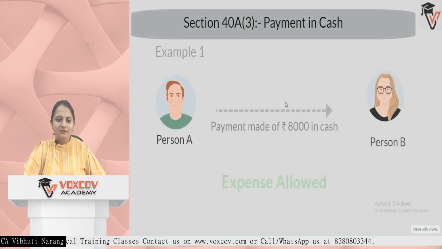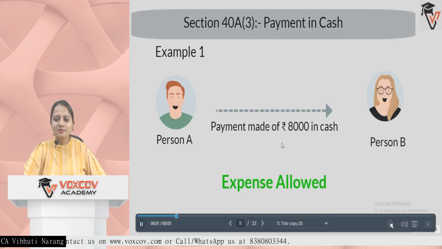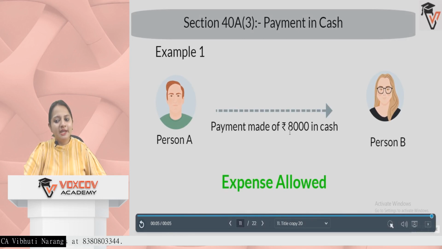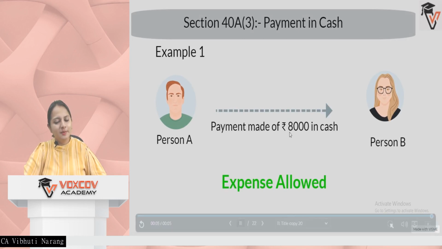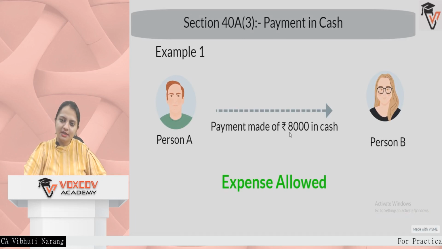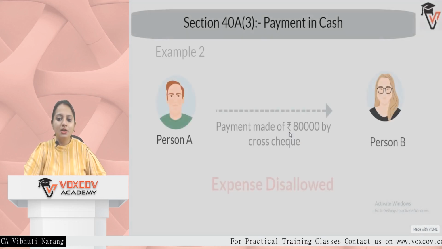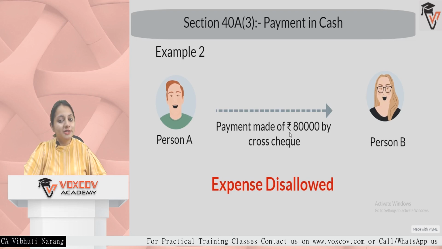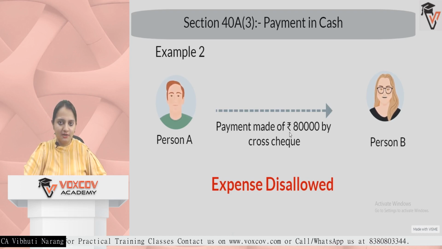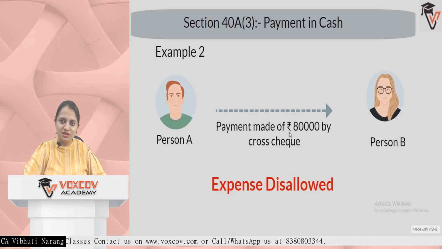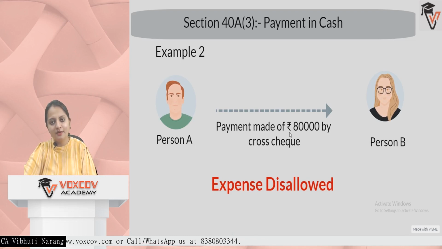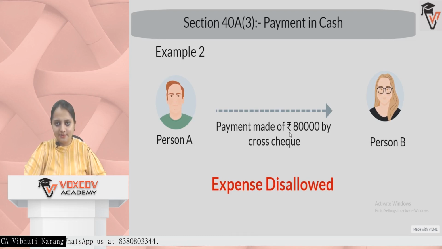For example, we'll have certain examples. Person A is making payment to person B. Now this payment is of 8,000 in cash. So will it be allowed or not? Because it is below 10,000 in cash, it is allowed. For example, in example number 2, the payment is done of rupees 80,000 by a crossed cheque. So this is neither a cheque nor a demand draft nor an ECS clearing system. So this will be disallowed.